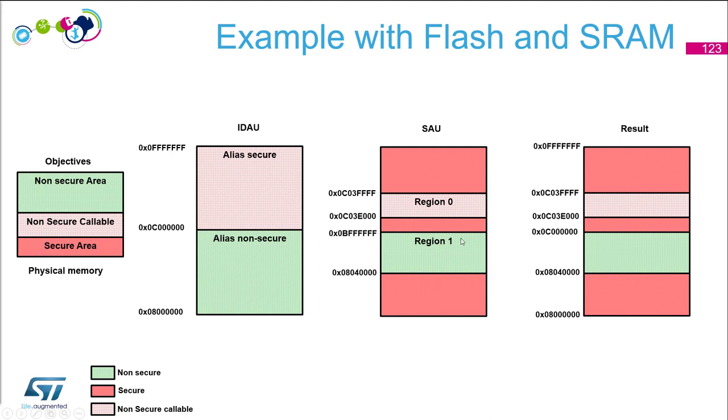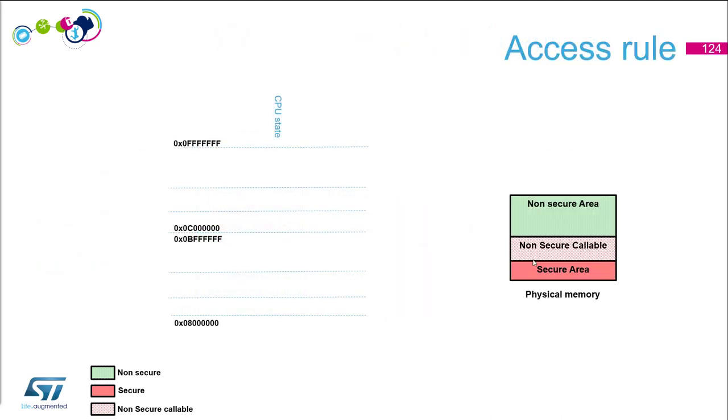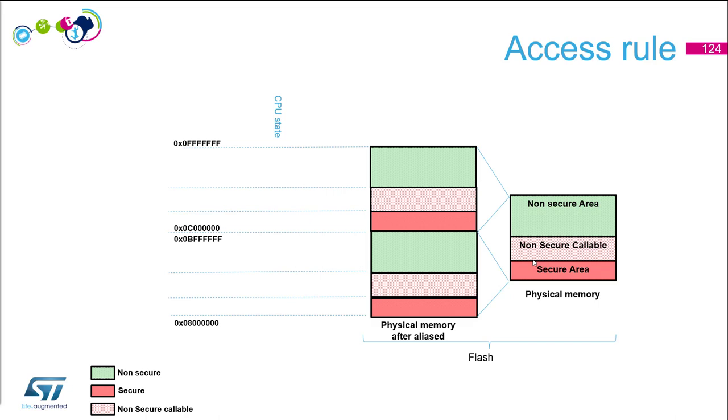Let's see which range of address we need to use when we want to access each of these regions. So our physical area, physical memory alias, and then depending on the CPU state, we will see if we can access or not in the secure alias range or the non-secure alias range. Let's start with the secure alias range and let's try to access the secure area. If the CPU state is in the secure mode, I can access the secure area. If I'm in non-secure mode, I can't.